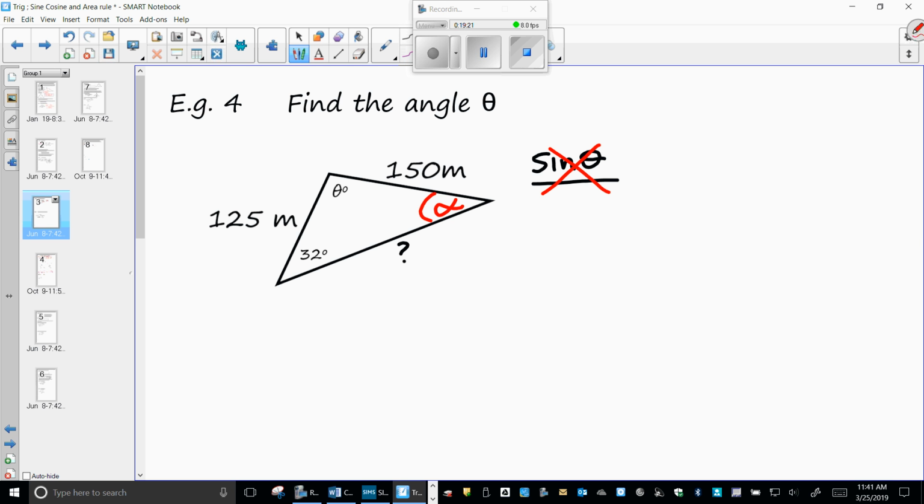So now I'm going to call this something else. You can label this whatever you want, by the way. I'm going to now say sine of alpha over 125, because that's what I chose. You can call it whatever you like.